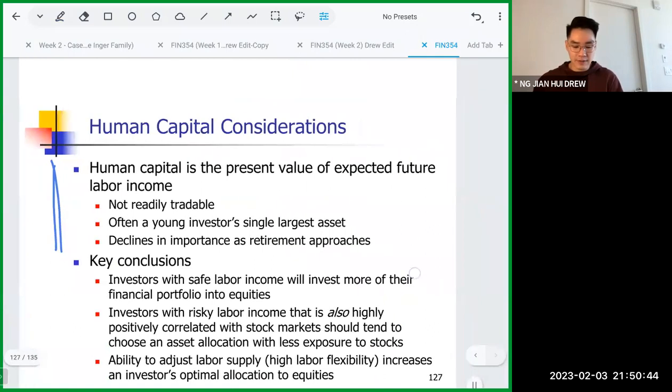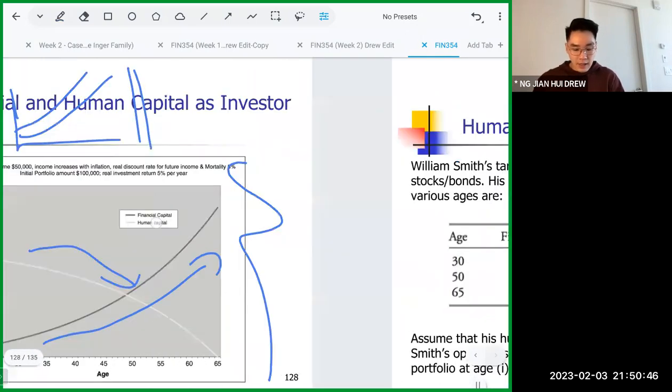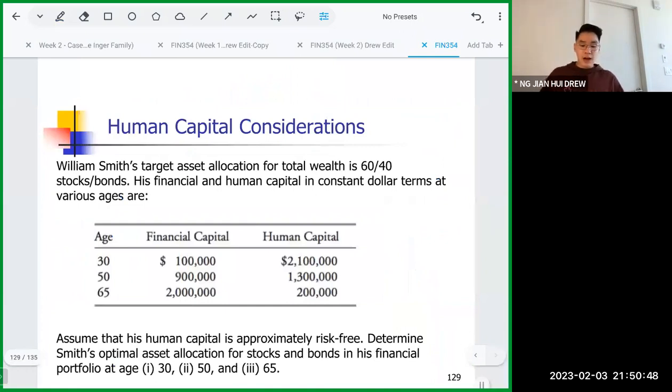Okay, so we have covered more or less of this. There's this example of how you balance your human capital and financial capital. You have this question, William. He has a target allocation of 60-40, and he has financial and human capital.